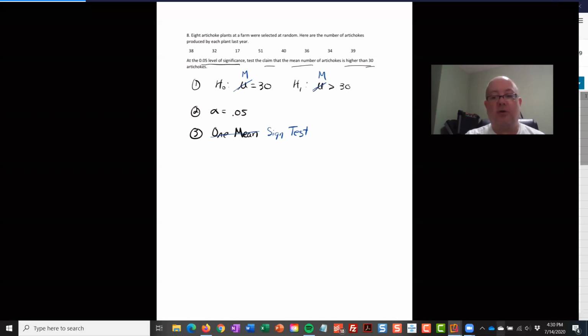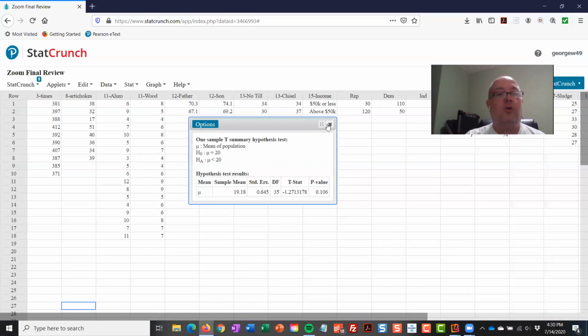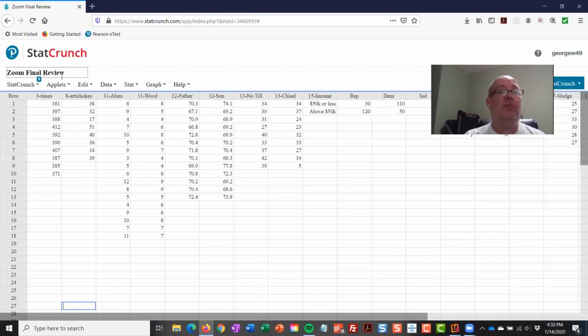Okay, let's go over to StatCrunch. I've already typed the data in. These values are in this sheet inside of our group page. It's called Zoom Final Review, and that's available to you. The column headers list which problem number we're working with here. Problem 8, artichokes entered in this column.